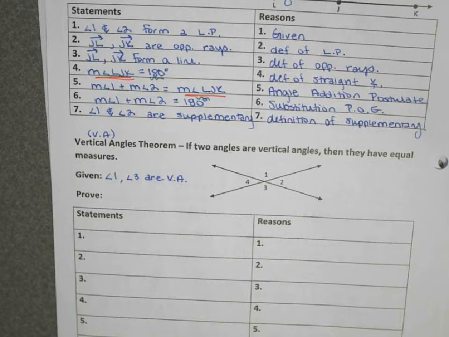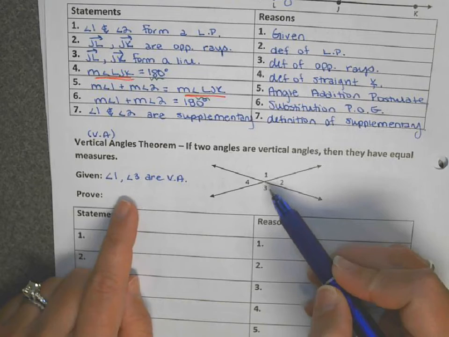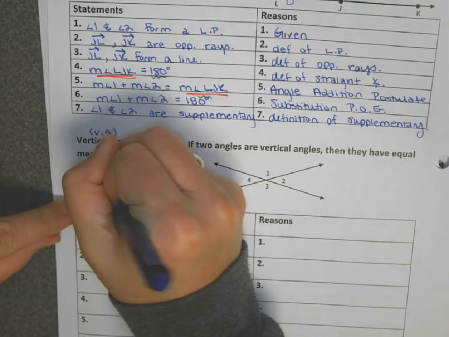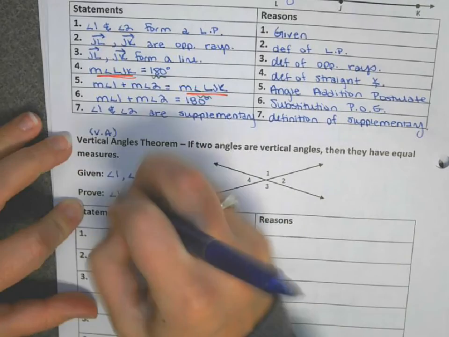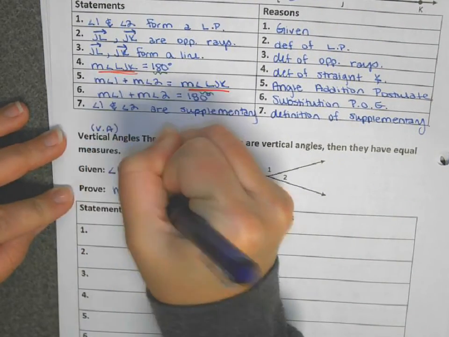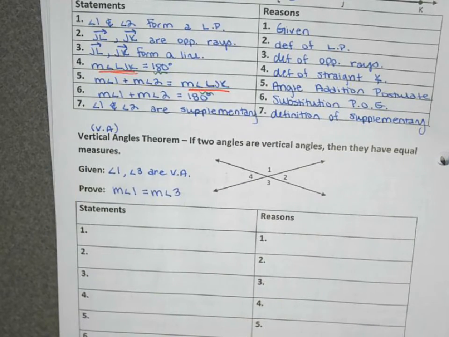So our given is the if part. If two angles are vertical angles, we use that law of detachment. We specify it to this diagram. Angle 1 and angle 3 are vertical angles. Then they have equal measures. So then I'm going to say angle 1, or I can say the measure of angle 1. They have equal measures. So the measure of angle 1 equals the measure of angle 3. Okay. There we go. That's my given.